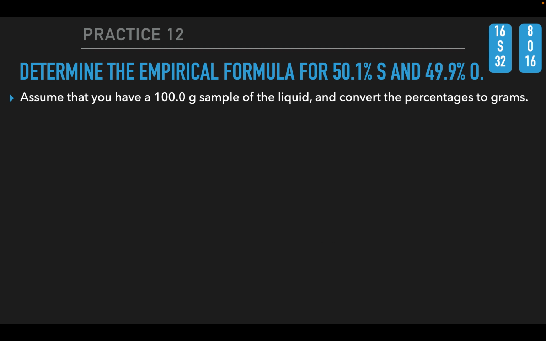Number 12. Determine the empirical formula for 50.1% sulfur and 49.9% oxygen. Of course, we're going to turn those percentages into grams. So 50.1 grams of sulfur, 49.9 grams of oxygen. Once you have grams, convert grams into moles.